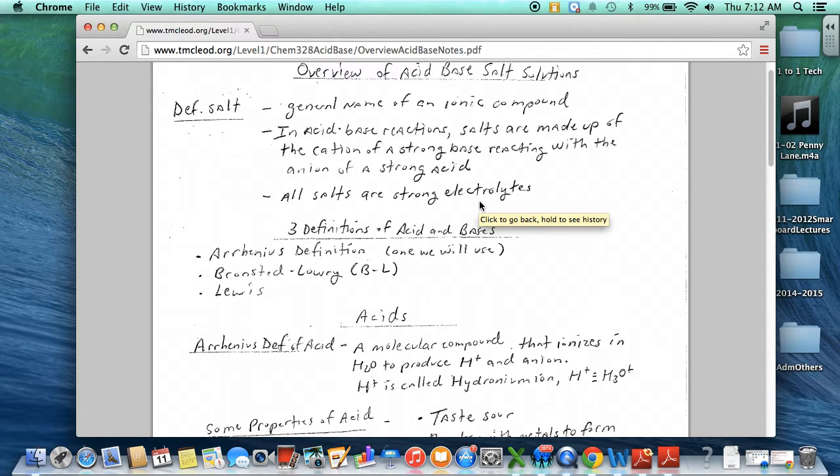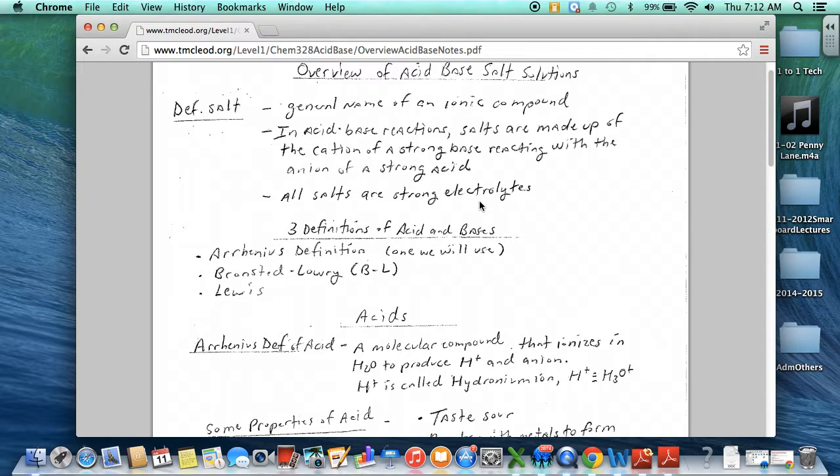Okay, we'll get the easy one out of the way first. Salt. What's the definition of salt? The most common definition is the general name of an ionic compound, any ionic compound. Now, with respect to acid-base reactions, which we're doing now, salts are the product of a strong acid and a strong base. The other product of a strong acid and a strong base is water.